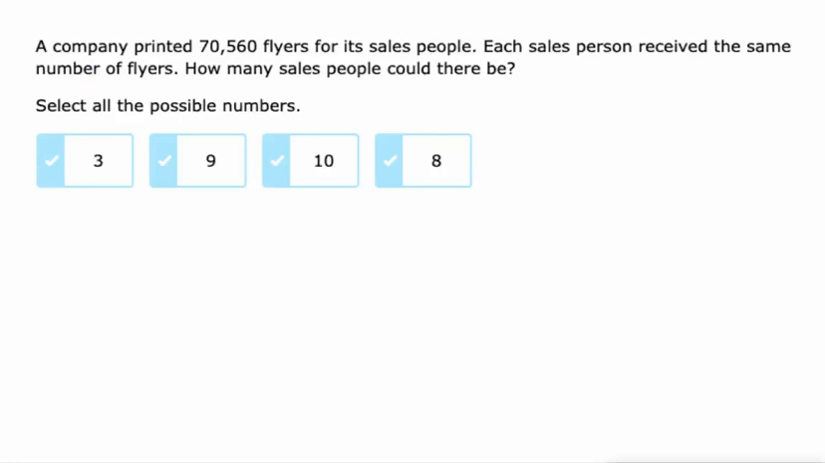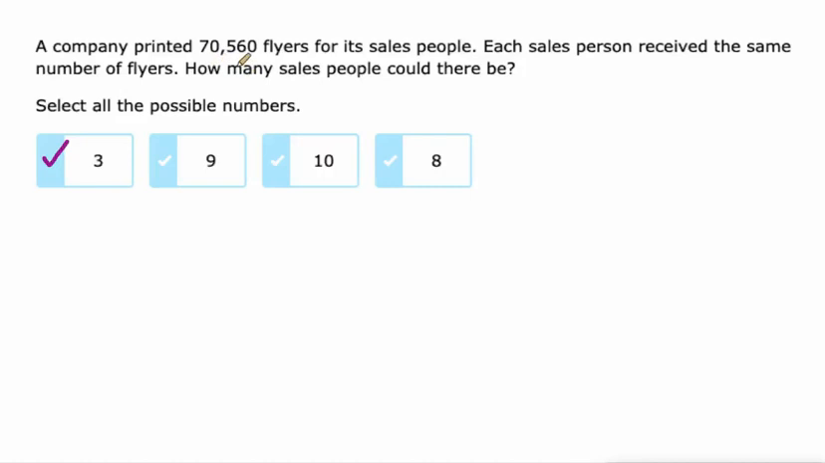And then they end in the challenge zone with these problems. A company printed 70,560 flyers for its salespeople. Each salesperson received the same number of flyers. How many salespeople could there be? Well, if there were 3 salespeople, basically, is this number divisible by 3? Well, 7 plus 5 is 12, plus 6 is 18, and 18 is divisible by 3. So yeah, there could be 3 salespeople.